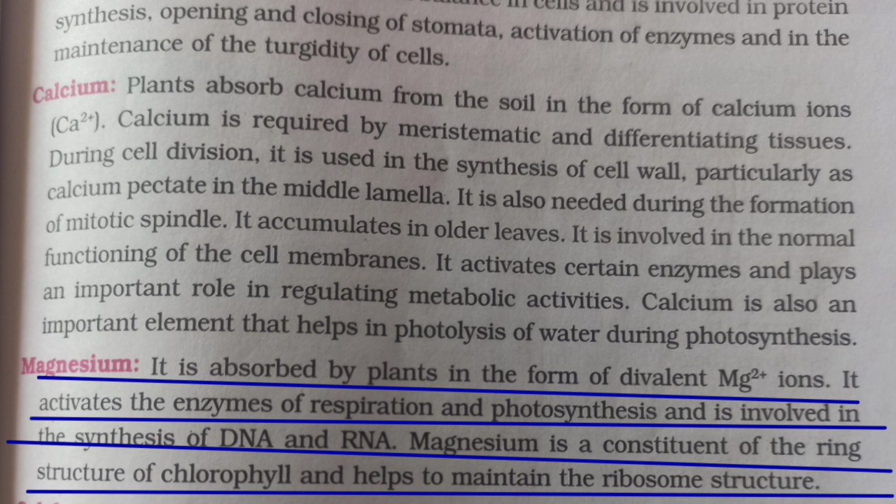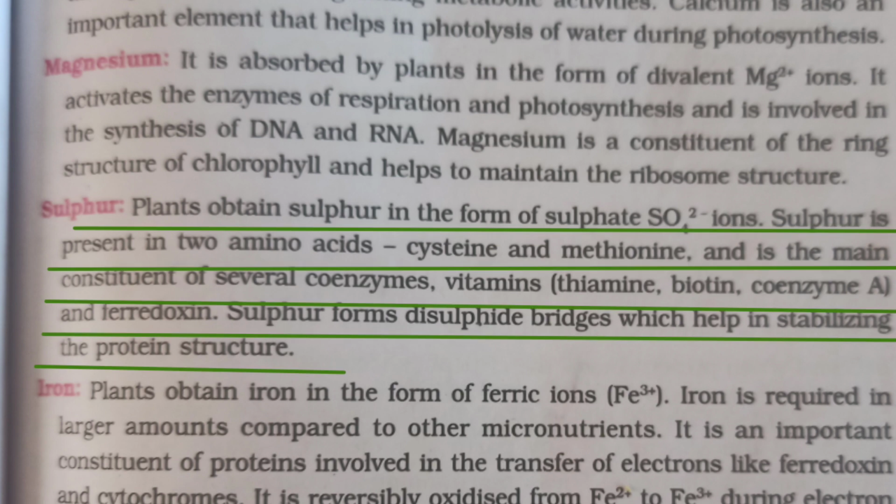Magnesium. It is absorbed by plants in the form of divalent magnesium ions and activates enzymes of photosynthesis, and synthesis of DNA and RNA. Magnesium is a constituent of the ring structure of chlorophyll and maintains the ribosome structure.